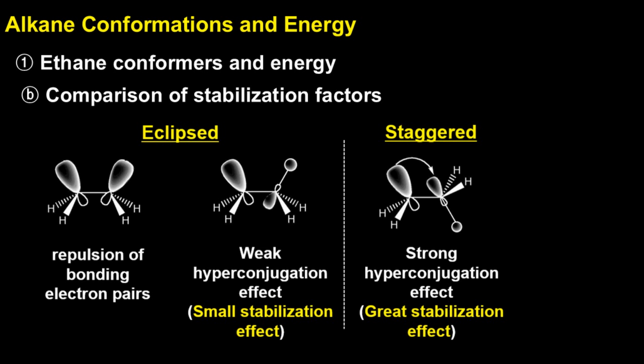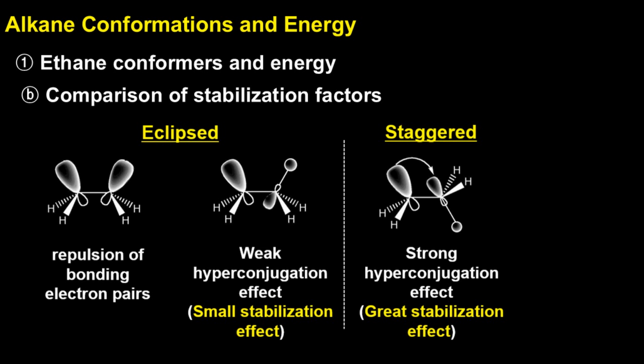Well, there are two key reasons: electron repulsion and hyperconjugation. First, in the eclipsed conformation, the CH bonds on neighboring carbons line up, and that puts their bonding electrons way too close together. Since electrons are negatively charged, that closeness leads to strong repulsion, which creates torsional strain and raises the energy of the molecule. The closer the electrons are, the more they repel, and that makes the eclipsed conformation less stable.